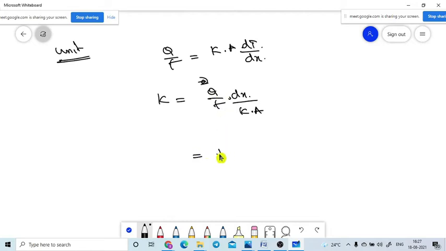This is the formula. So how can we find the units of the coefficient of thermal conductivity? Q means joules, divided by time means second, into dx, and dt by... something I did not write. Somewhere here the dt is there.